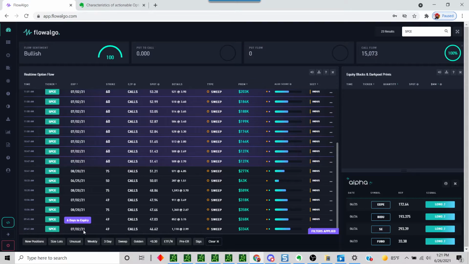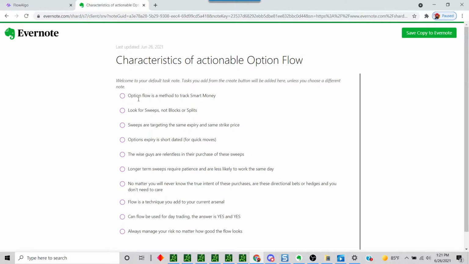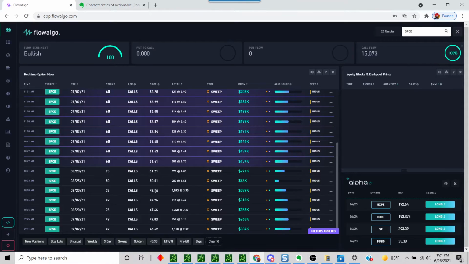So it's June the 25th, and these guys are buying options that were expiring a week or two out, right? You can see most of them were for 7-2, and they were hitting 49, and they were hitting 60, 60, 60, as you can see, with the same date. So that meets the criteria I talked about, that the option flow has to be short dated, right? And they're targeting the same expiration date and the same strike price. So it met that criteria.